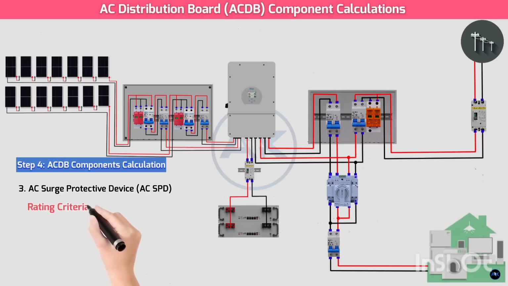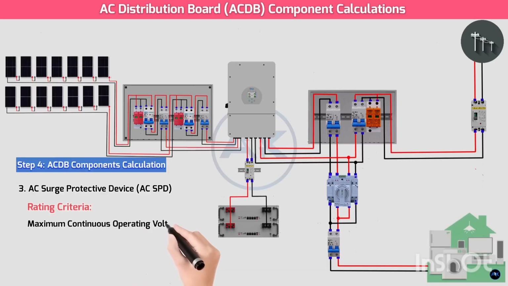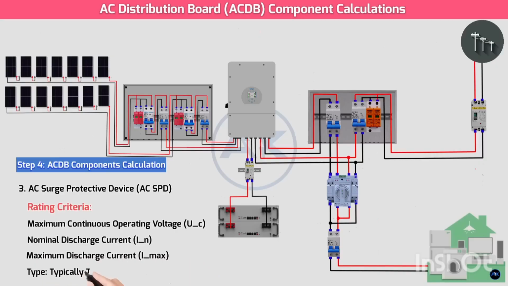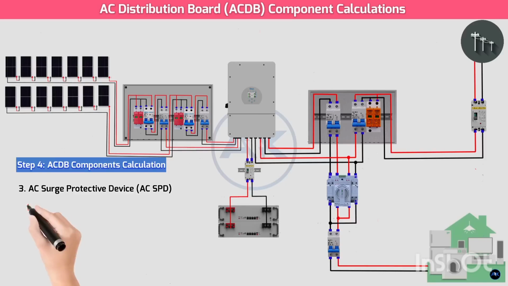Rating criteria. Maximum continuous operating voltage (UC) must be suitable for the system's nominal voltage. For a 230-volt system, an SPD rated for 275 volts AC or 320 volts AC is common. Nominal discharge current (IN), the current level at which the SPD can repeatedly discharge surges without damage, 20 kiloamperes. Maximum discharge current (Imax), the maximum current the SPD can safely discharge once, 40 kiloamperes. Type typically Type 2 for residential installations.